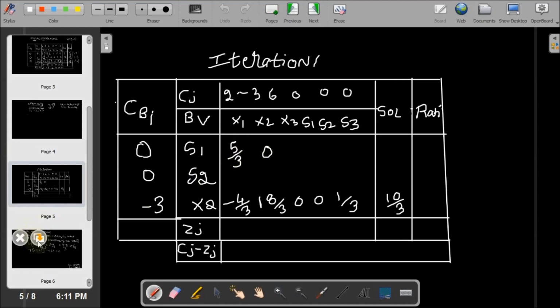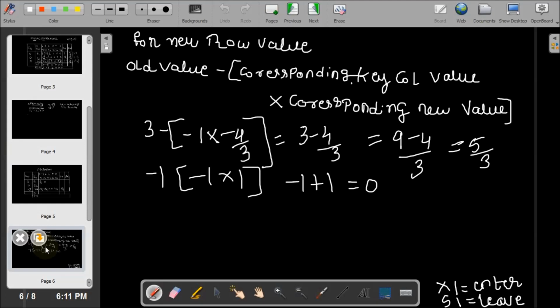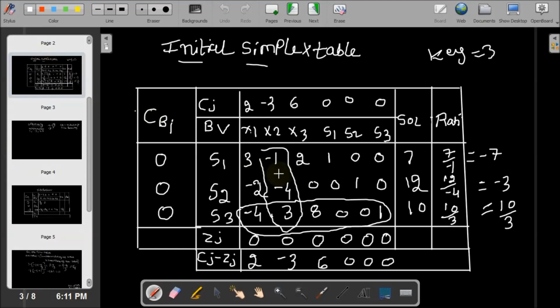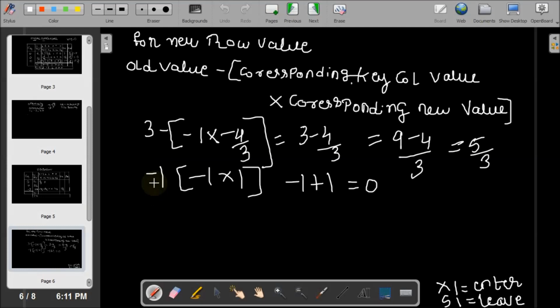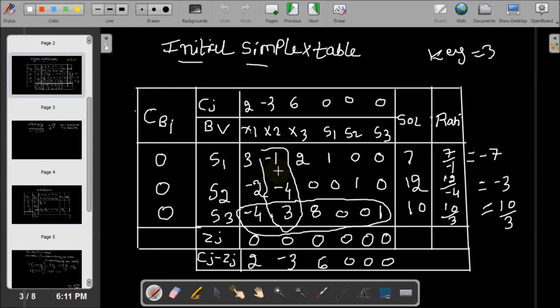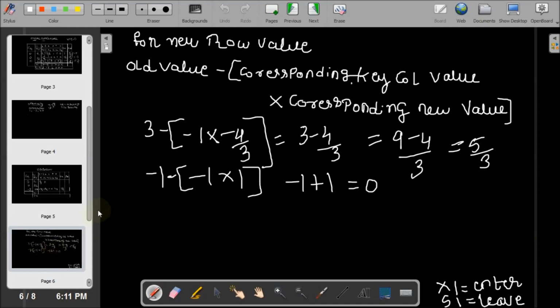Now in the same way, next value you can see here, old value. What is the old value here? Minus 1. This is the second element. So you can see minus 1 old value minus. So here this is also minus, right? Minus corresponding key column value. I told you it will be same. So the corresponding key column value is -1 for all the elements. Corresponding key column value -1 only, into corresponding new value.